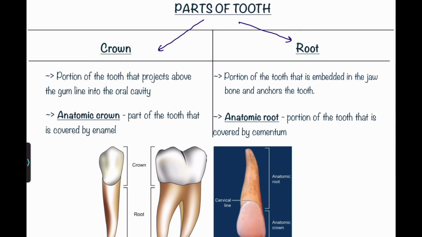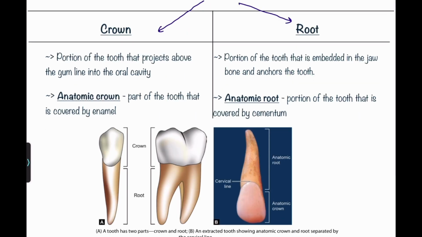The crown is the portion of the tooth that projects above the gum line into the oral cavity, while the root is that portion of the tooth that is embedded in the jawbone and anchors the tooth. The crown and root portions are joined at the neck or cervical area. The junction between the crown and the root portion is marked by a distinct line, the cervical line.